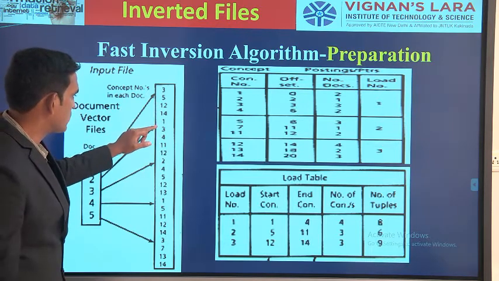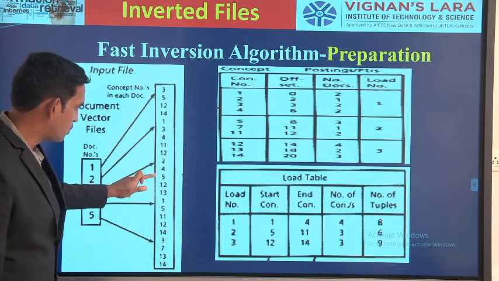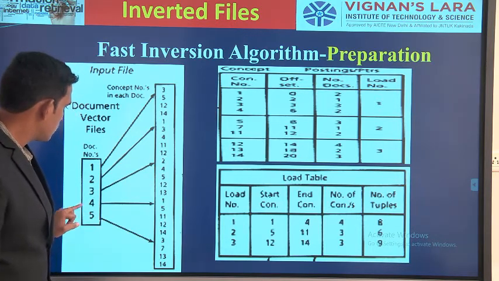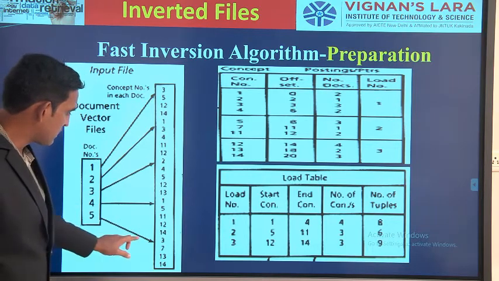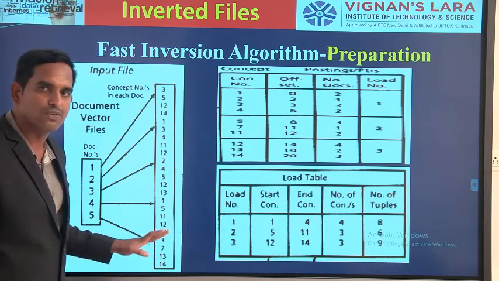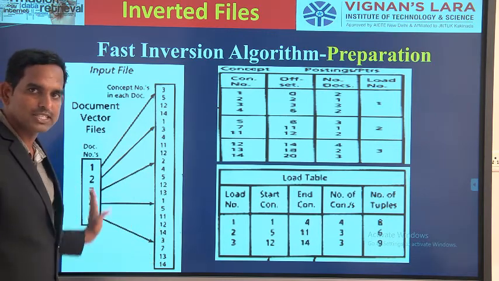Document 2 contains concepts 1, 3, 4, 11, 12. Document 3 contains 2, 4, 5, 12 and 13. Document 4 contains 1, 5, 11, 12 and 14. Document 5 will contain 3, 7, 13 and 14. So these are some concepts which are present in your 5 documents.